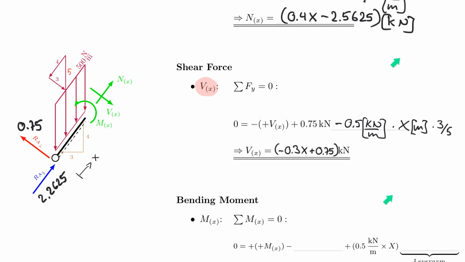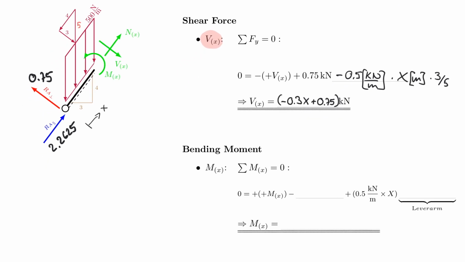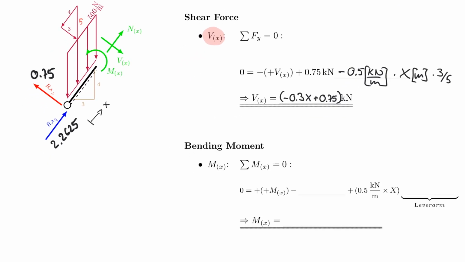I think we're on a good track here. So let's move on to the bending moment, which is similar to the shear force, except that now we need to consider the lever arm, right? So this force actually now gets a lever arm, which will become tricky. The lever arm for the 0.75 will be easy.